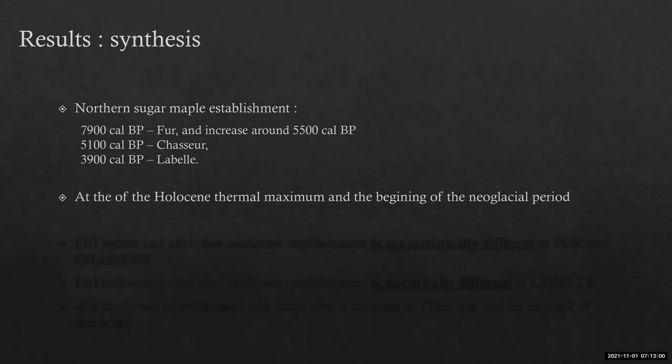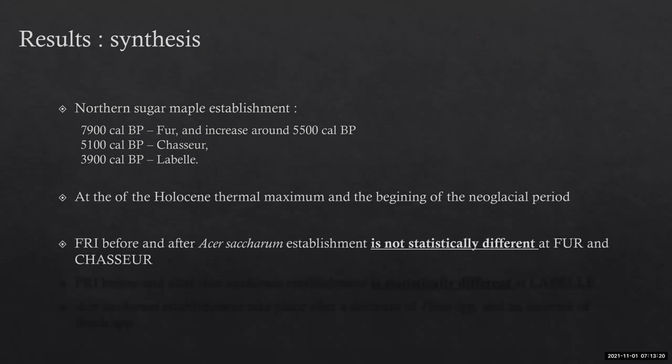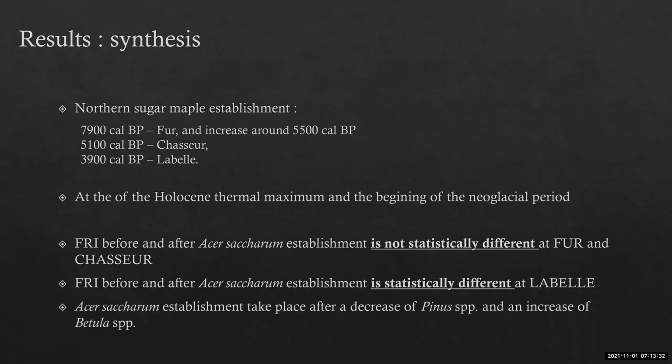This is happening at the end of the Holocene thermal maximum, and not during the Holocene thermal maximum as we thought. And it's happening also at the beginning of the neoglacial period, which is a colder period than the Holocene thermal maximum. If we look at the fire return interval, we can see that there is no statistical difference for the two southern sites, so Fur and Chasseur. But if we look at Label, the northern site, we can see that there is a statistical difference.